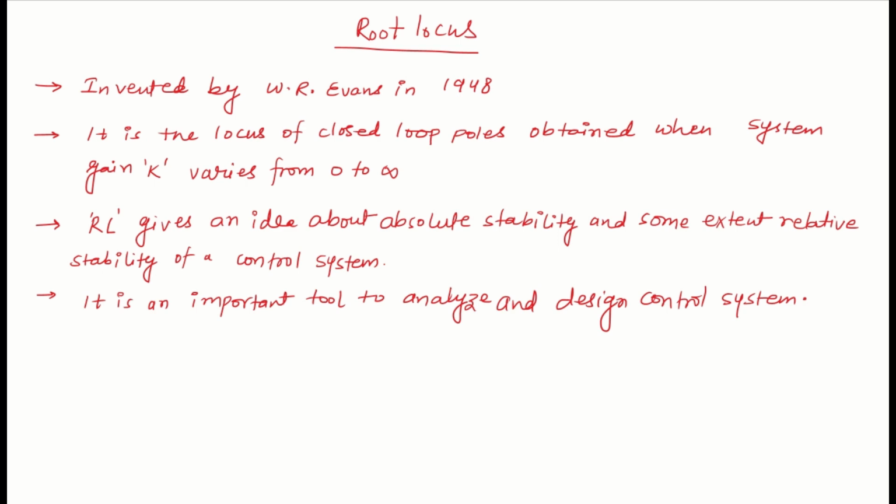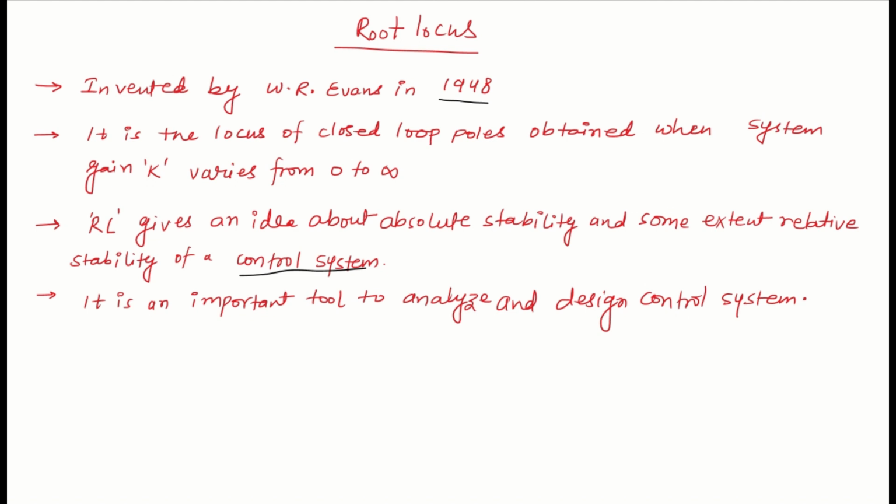Now, the root locus was invented by W. R. Evans in 1948. This method basically gives an idea about the absolute stability and, to some extent, the relative stability of a control system. And it is a very important tool in analyzing and designing a control system by adjusting the value of gain k of the control system.